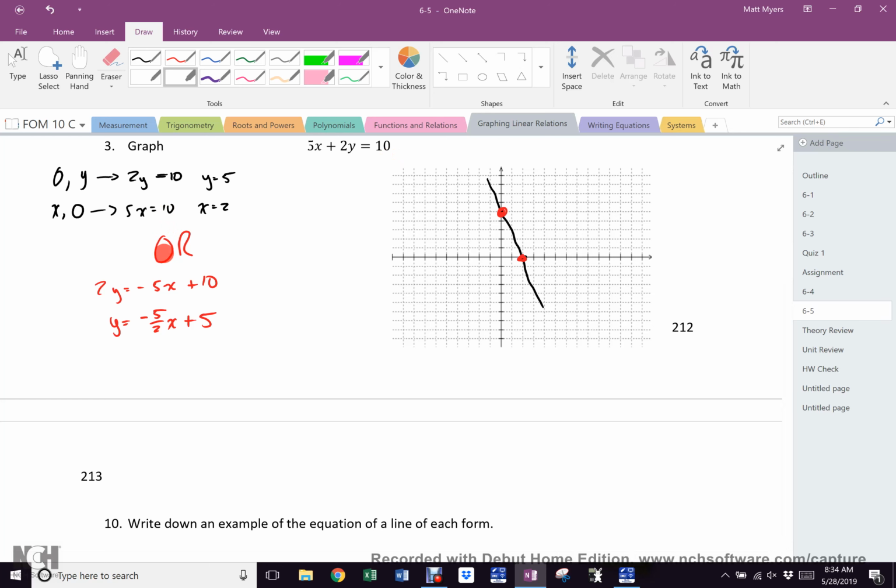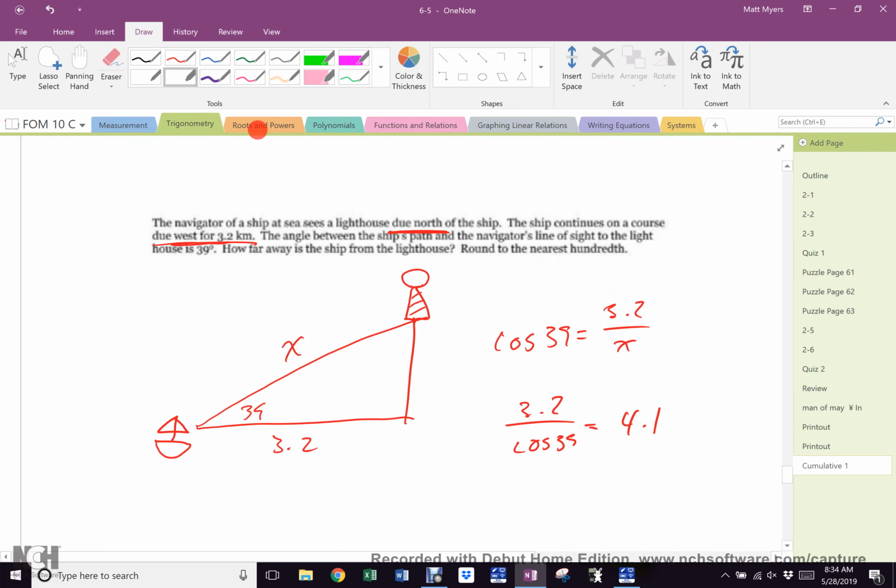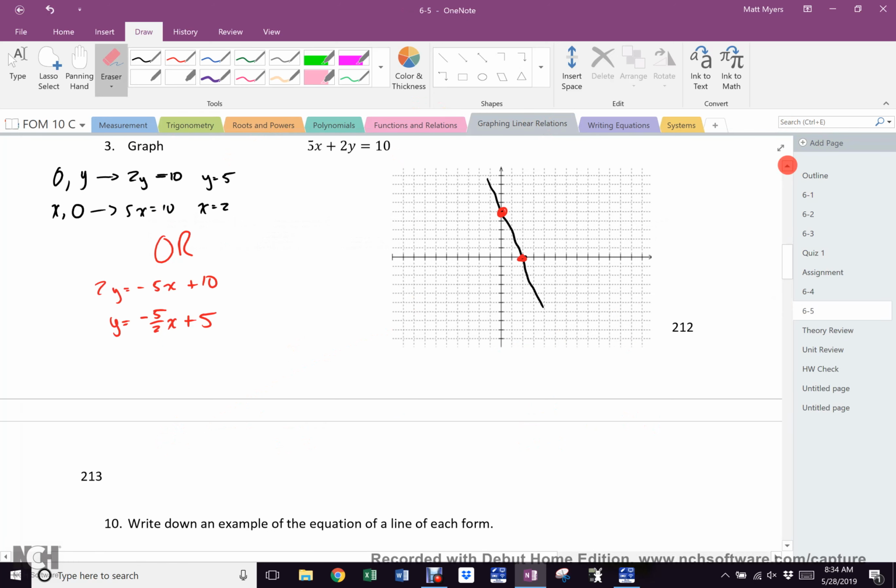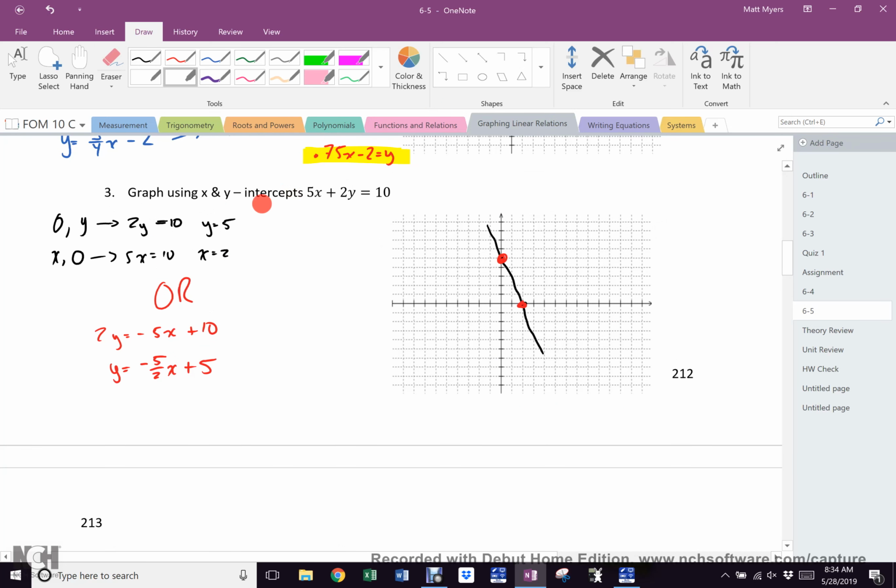Everybody understand? If I have that instruction, am I allowed to do this one? Would I give you full marks, do you think? You found the y-intercept. So what would I give you if you did the red version? I'd give you probably 2 out of 3, right? The black version would get you the full marks because of the instructions.